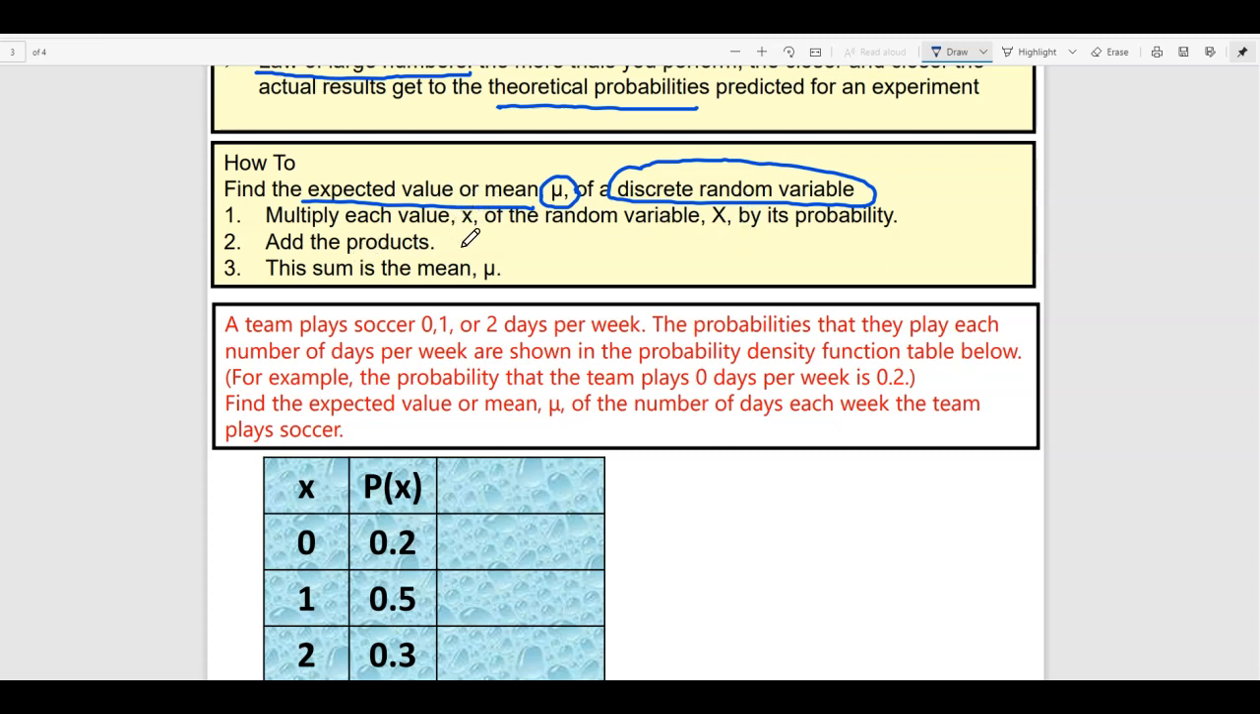So where is the formula? The formula is you simply multiply x times the probability and find the sum, which is the summation. Let's go ahead and take a look at the example. Again, this formula is for a discrete random variable.